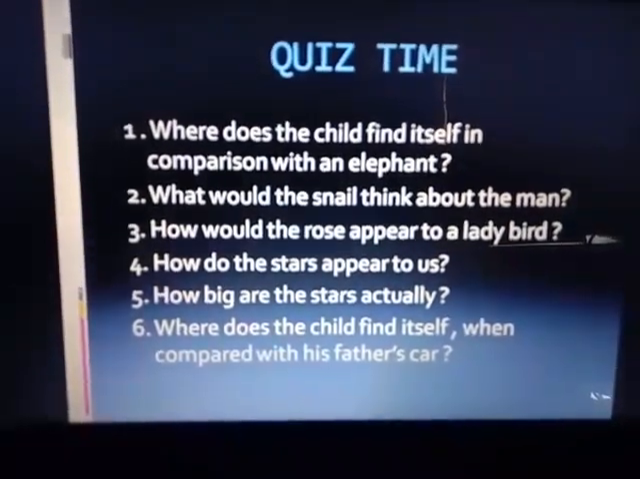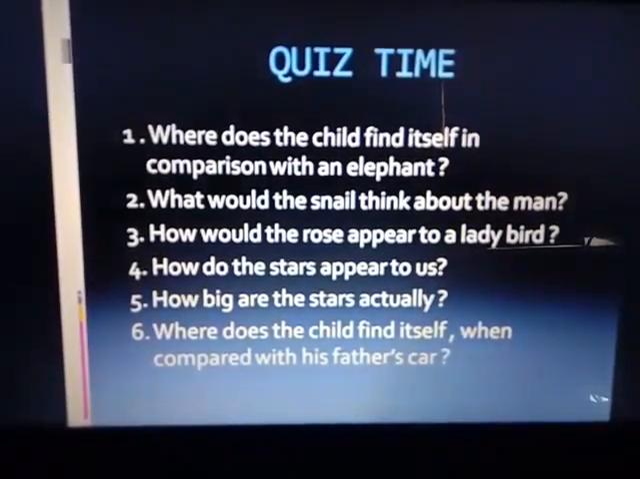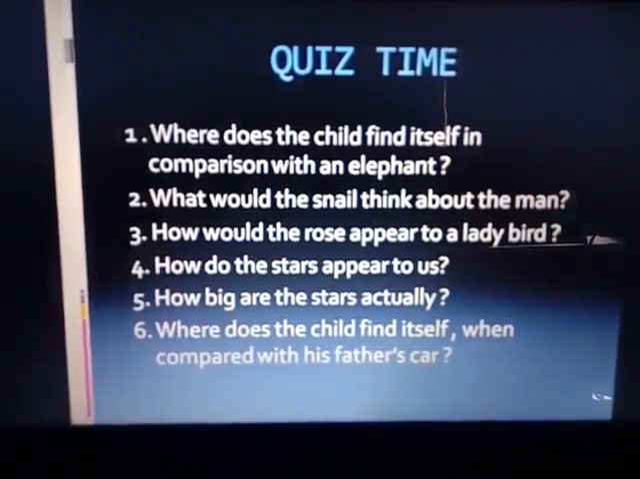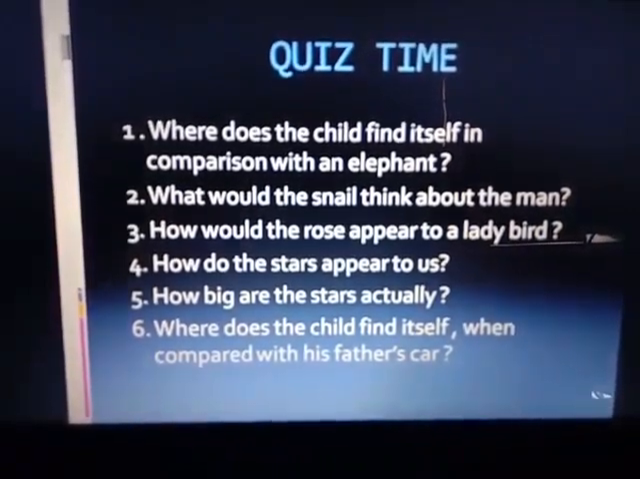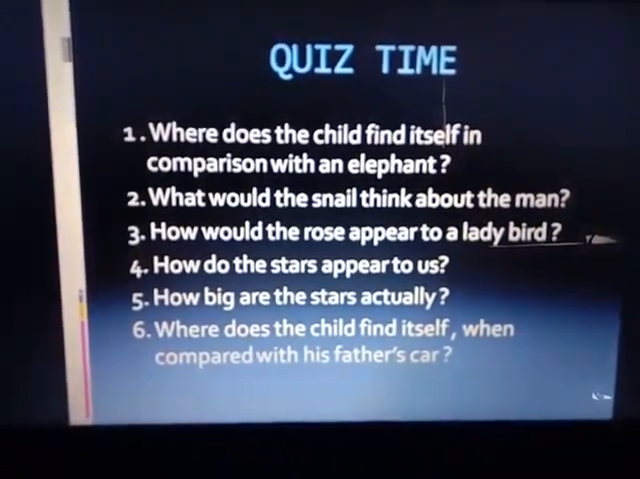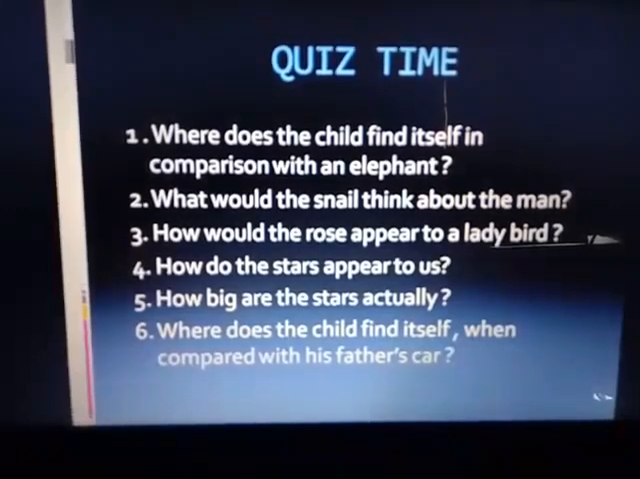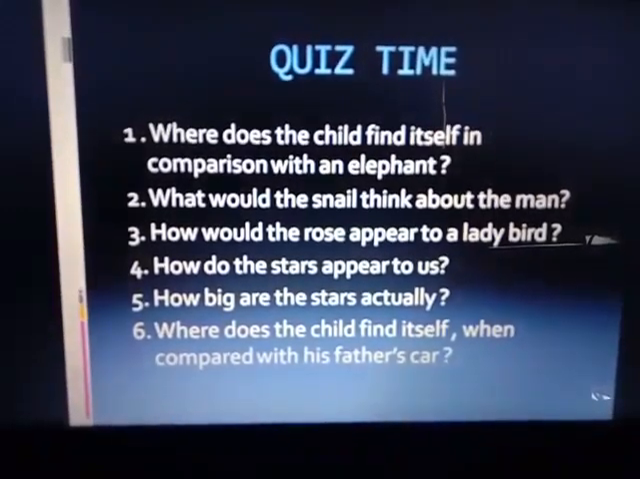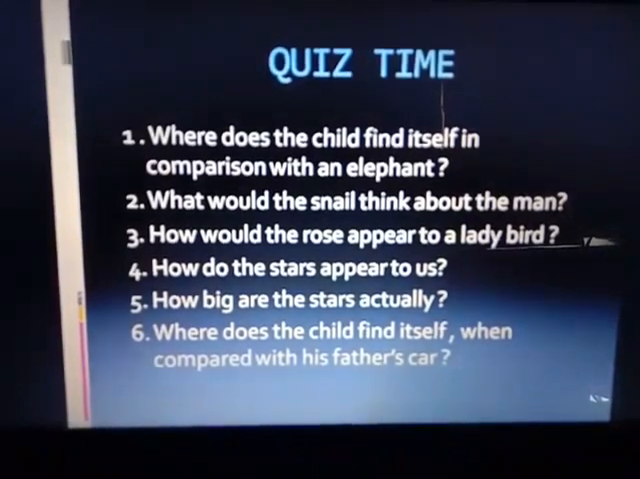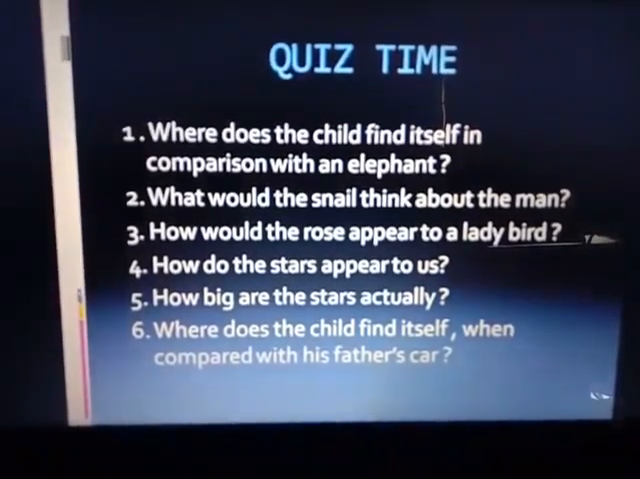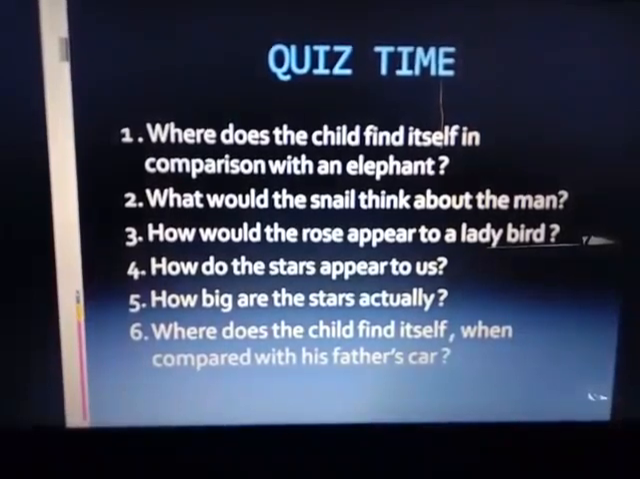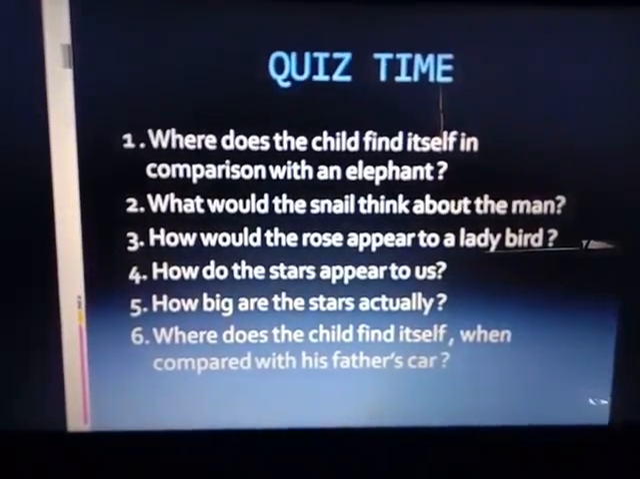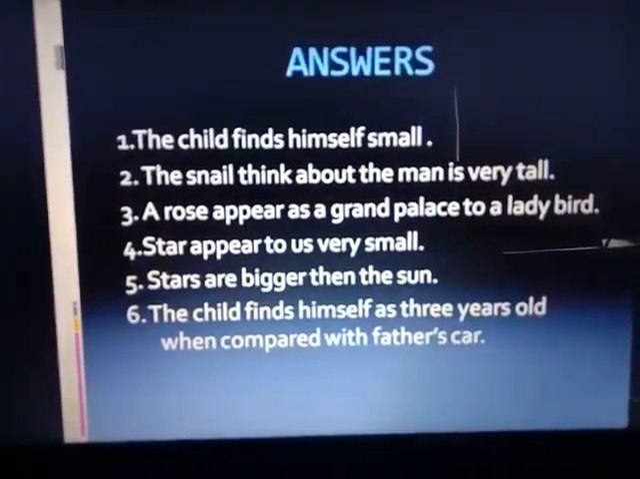Third, how would the rose appear to a lady bird? Fourth, how does the star appear to us? Fifth, how big are the stars actually? Sixth, where does the child find itself when compared with his father's car? In the next slide, I have prepared the answers also. Let's see. Here are the answers.